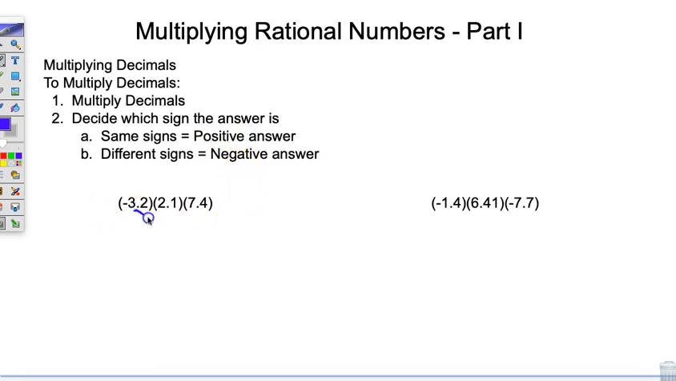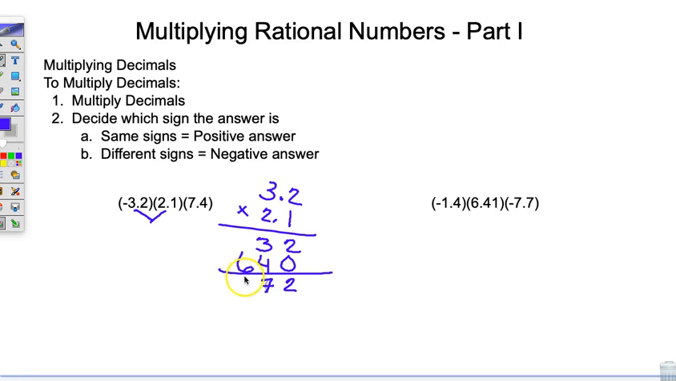So I'm going to start with these 2 right here, and I'm going to go ahead and multiply them. They both have 2 digits, so it doesn't really matter which one I put on top. So I'll put the 3.2 there, and then the 2.1 right below it. Since I am multiplying, it doesn't matter that they line up or not. 1 times 2 is 2, 1 times 3 is 3, 2 times 2 is 4. Remember, there's a placeholder of a 0 there, and 2 times 3 is 6. If I add those up, I get 672, but I still have to put in my decimal, and it needs to go right there.